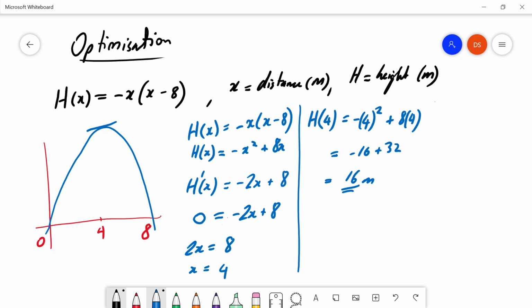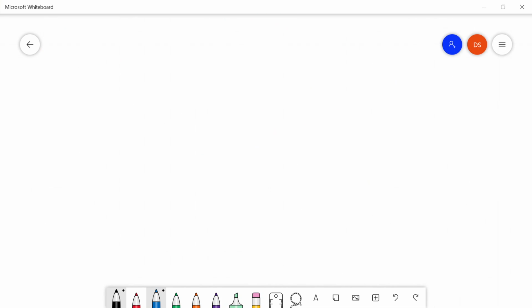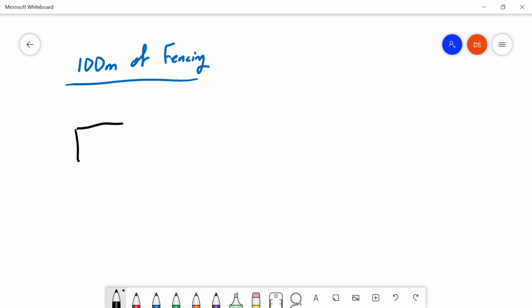There are optimization questions that can get a little trickier. That's where you have to form the equation that links the two variables together and then carry on. So let's do another example. Consider I want to make the largest rectangle possible and I've only got 100 meters of fencing. So the largest rectangle I can make will be this. Remember, squares are also rectangles, right?